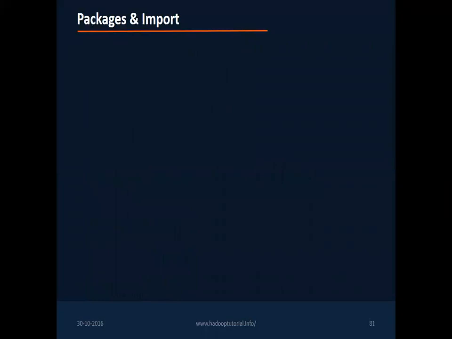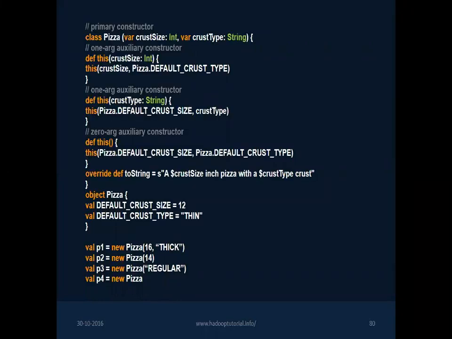So is it clear? No, not clear. One question. So this P1 will automatically execute like 16 and thick. Yep. And then P2, right? It will call the class pizza, right? And then the definitions will execute one by one. Yes. Is that correct? It sees that crust size of int is matching with this. Okay. So it passes that 14 here, and this of 14 and pizza default crust type, it brings from here, thin, and then it creates that object.